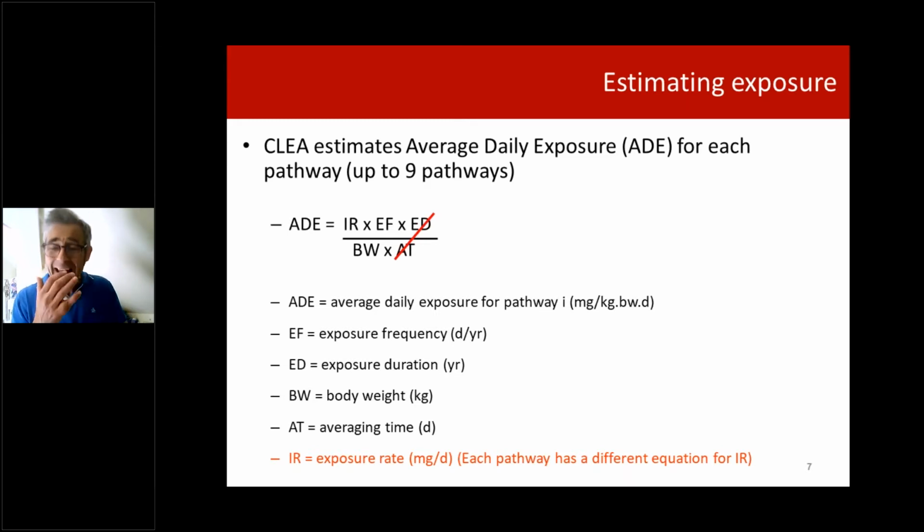Now, in the UK, the way we do things, the exposure duration is always equal to the averaging time, so those two cancel each other out. That simplifies things. The average daily exposure is simply the exposure rate for the pathway times exposure frequency divided by body weight. That's all there is to it. Now, for each one of these 9 pathways, there's a different equation for the exposure rate.